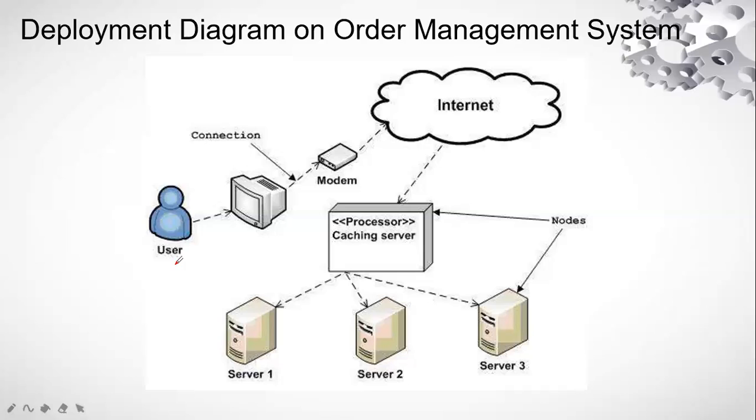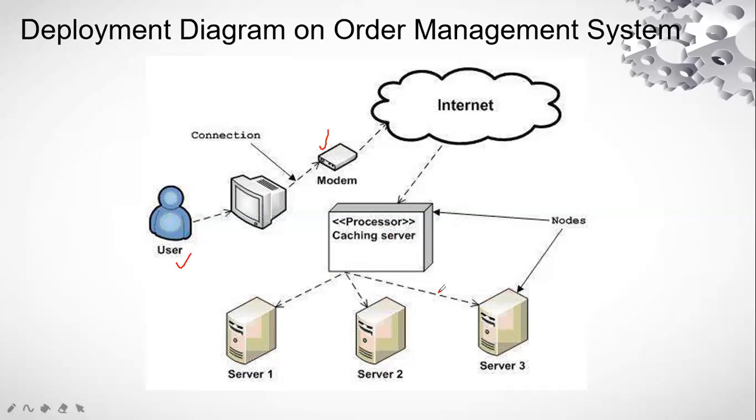A user is going to use a desktop. Through the desktop, he is going to have a connection defined with the modem. The communication will take place with the modem, and it will connect you to the internet, and the internet is going to have a cache server which is finally connected to the server. So whatever request is sent by the user, it will be taken from the internet to the server nodes.